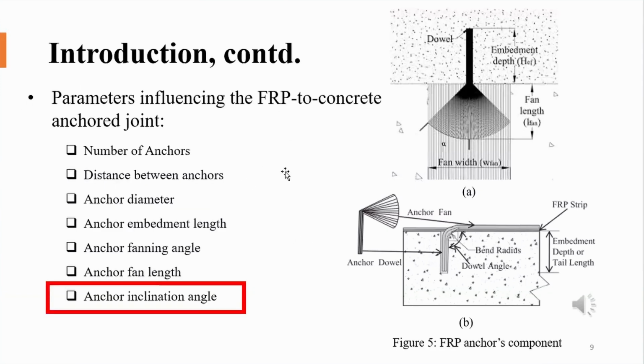There are many parameters that influence the FRP to concrete anchor joint: the number of anchors, distance between anchors, anchor diameter, anchor embedment depth, fanning angle, fan length, and the anchor's inclination angle. The anchor's inclination angle is the angle between the dowel that is inserted into the concrete and the horizontal.